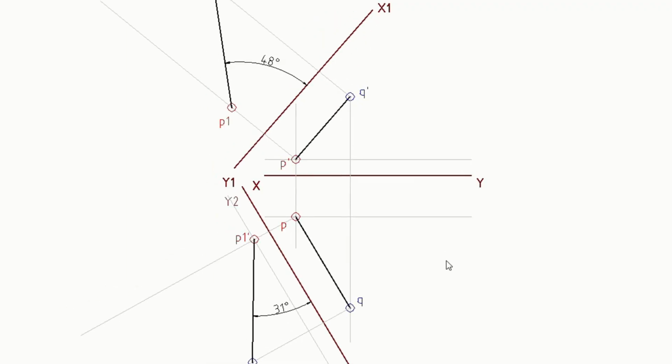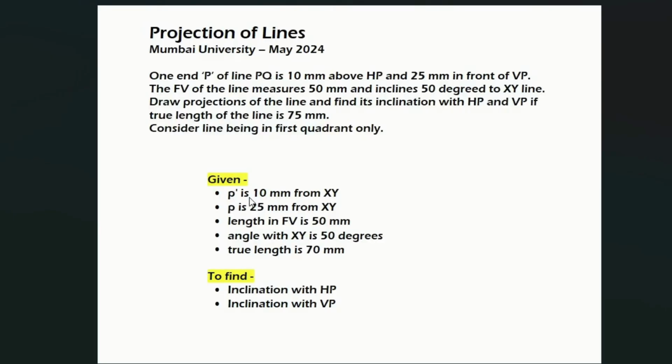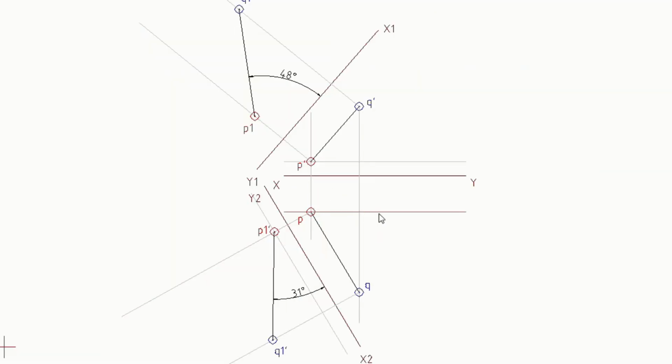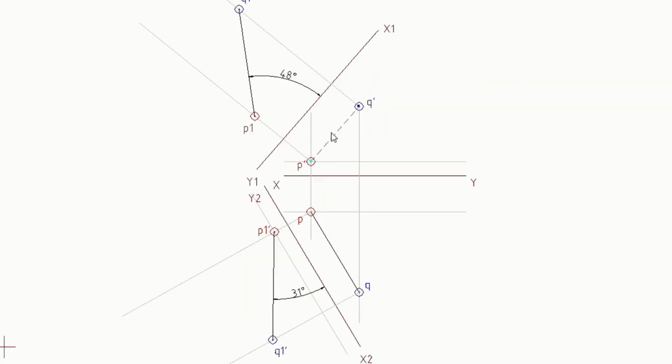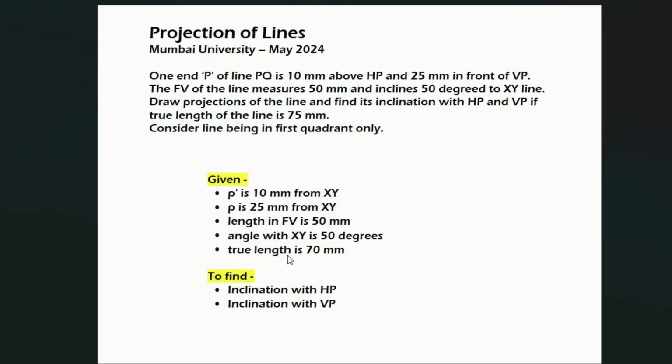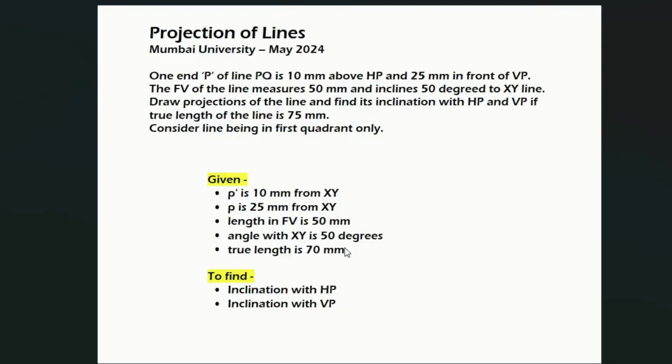Now let's quickly go to our problem statement and see if we have met all the criteria or not. So point P dash is 10 mm from XY, yes it is. So this is the one, 10 mm. P is 25 mm from XY, P is 25 mm. This is the line which is 25 mm from XY, yes. Length in front view is 50 mm, yes, so this is 50 mm. Angle with XY is 50 degrees, so yes, this line to XY is 50 degrees. True length is 70 mm.